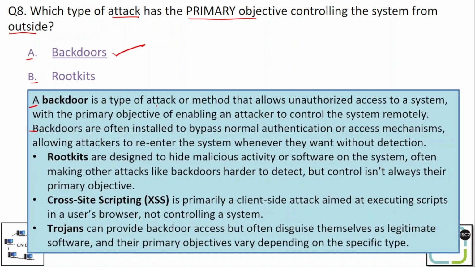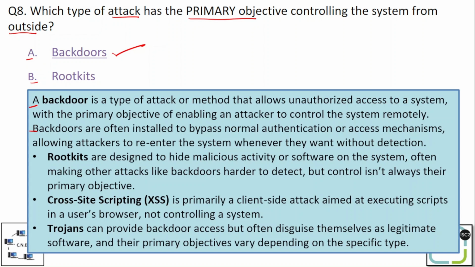A backdoor is a type of attack or method that allows unauthorized access to a system with the primary objective of enabling an attacker to control the system remotely. Backdoors are often installed to bypass normal authentication or access mechanisms, allowing attackers to re-enter the system whenever they want without detection. Rootkits are designed to hide malicious activity or software on the system, often making other attacks like backdoors hard to detect, but control is not always their primary objective.